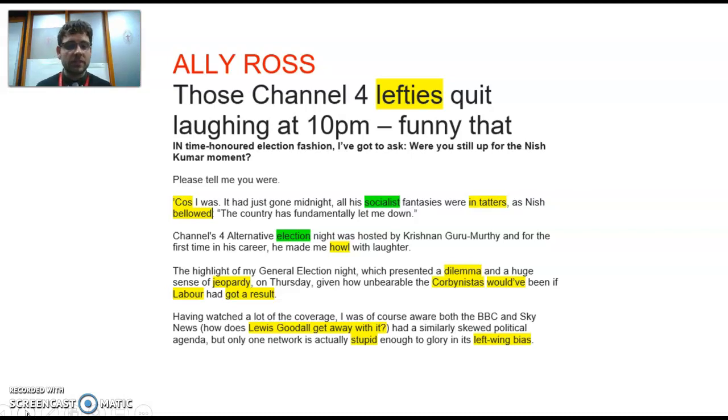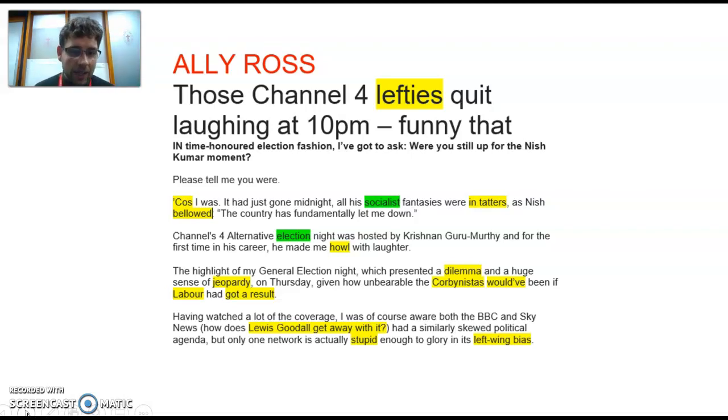Notice that metaphor, the fantasies were in tatters, but the enjoyment of it, these are a load of rubbish. It's like he's ripped them up. Niche bellowed there, not quite zoomorphism, but suggests he's kind of out of control, doesn't it? Notice a bit later on, he made me howl with laughter. Again, a little bit bordering on zoomorphism here. Ali Ross suggesting that actually he himself lost control at how amazing this was.